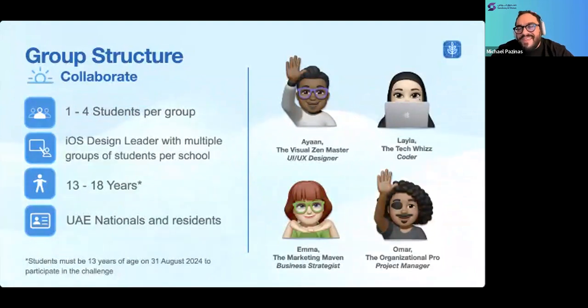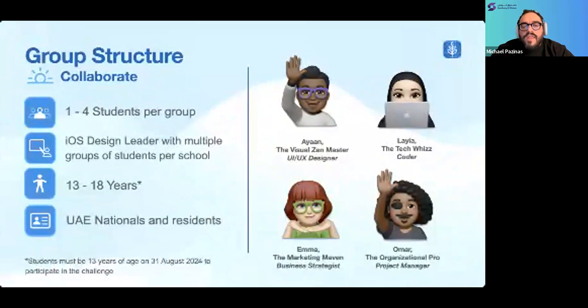Now, if you're 1 person, you're going to have to do all of the other roles involved in the group. So if you are on your own, you're going to have to be the UI, UX designer, the coder, the business strategist, and the project manager as well. You're going to have to take all 4 roles on. If there's 2 of you, you'll have to take a couple of roles each. But if there's 4 of you and you work together, you'll have a much better time doing it. And the competition is open to UAE nationals and residents. So it's open to every single child aged 12 now to 18 right now.